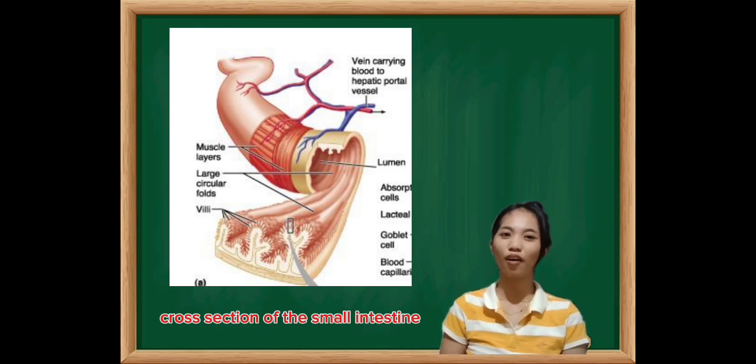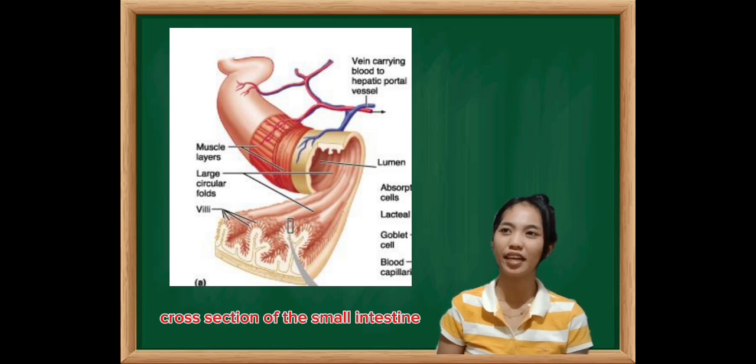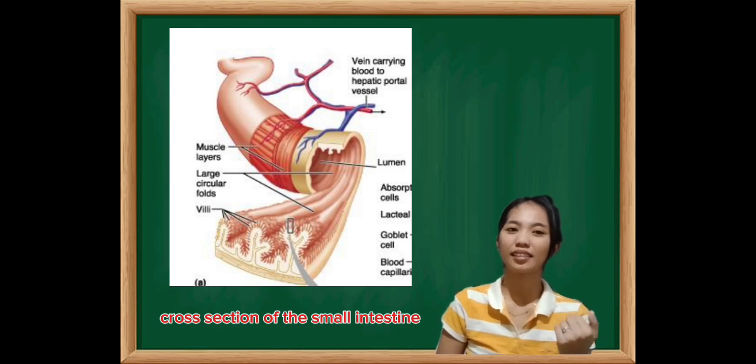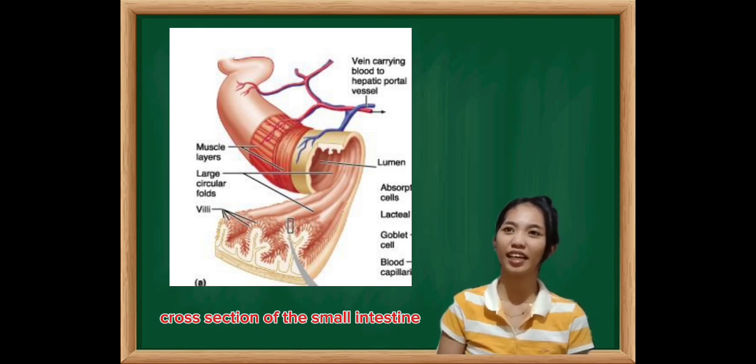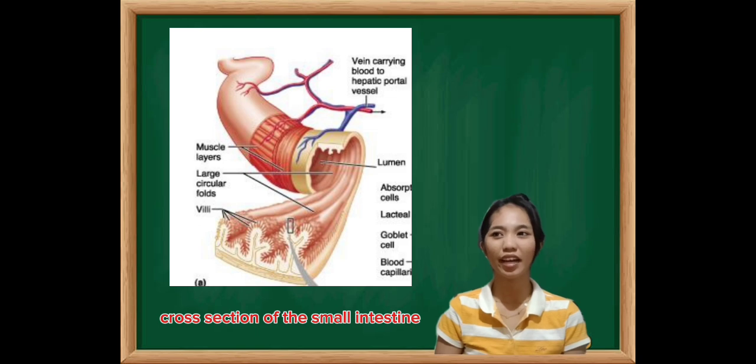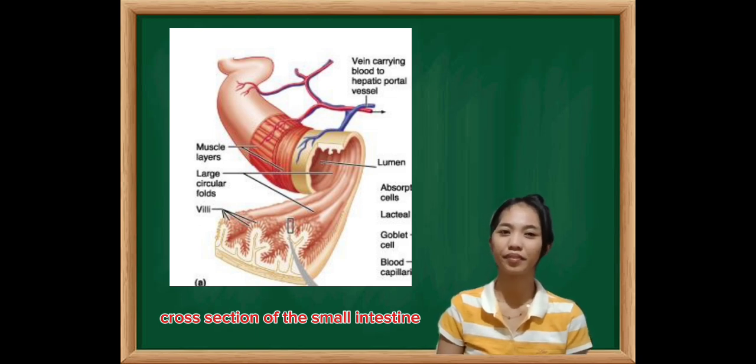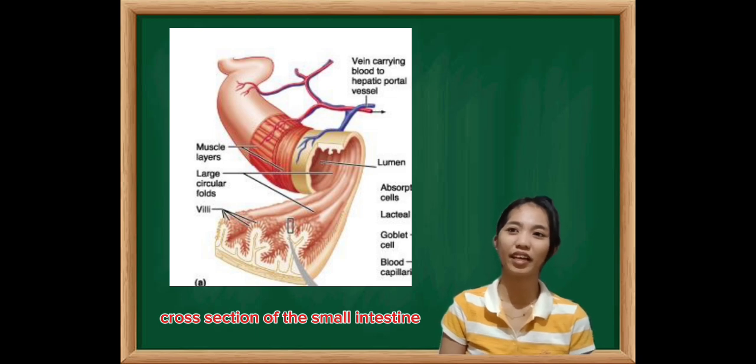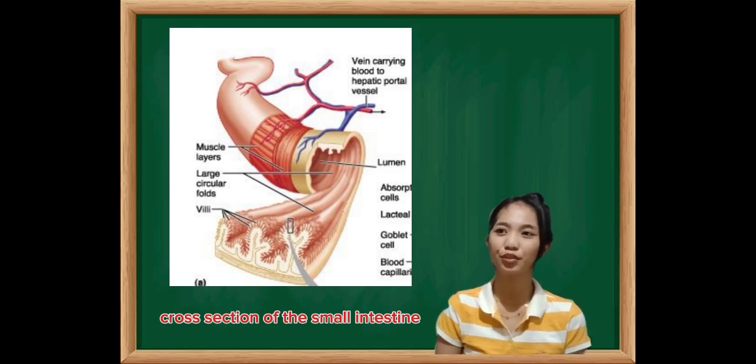These are large folds in the intestinal lining that increase the surface area for absorption. Next is the villi. Finger-like projections extending from the surface of the circular folds. These further increase the surface area for absorption. And the next one is the lumen, the central cavity of the intestine through which digested food passes.